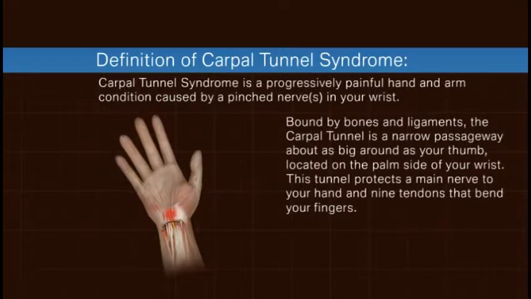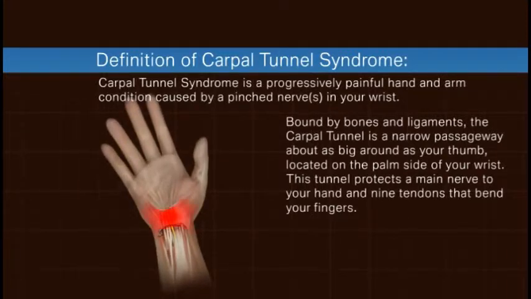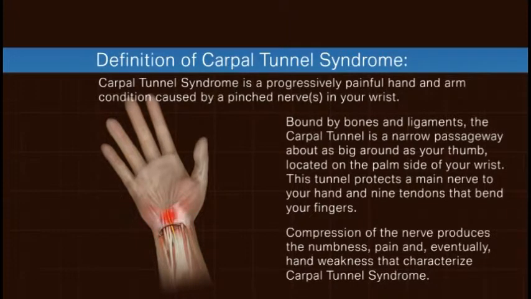Bound by bones and ligaments, the carpal tunnel is a narrow passageway about as big around as your thumb, located on the palm side of your wrist. This tunnel protects a main nerve to your hand and 9 tendons that bend your fingers. Compression of the nerve produces the numbness, pain, and eventually hand weakness that characterize carpal tunnel syndrome.